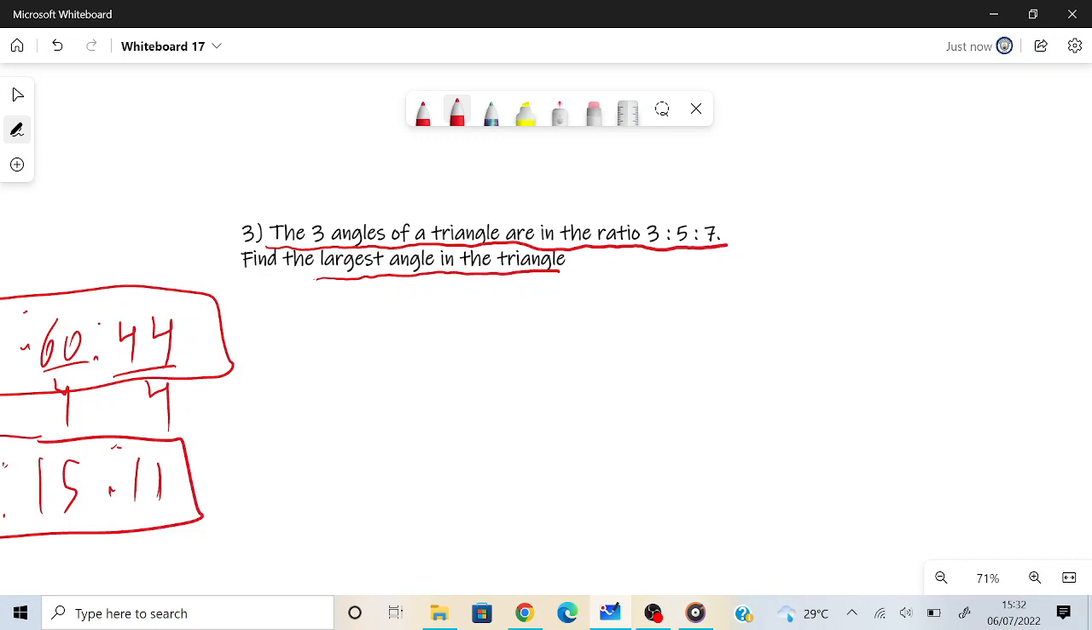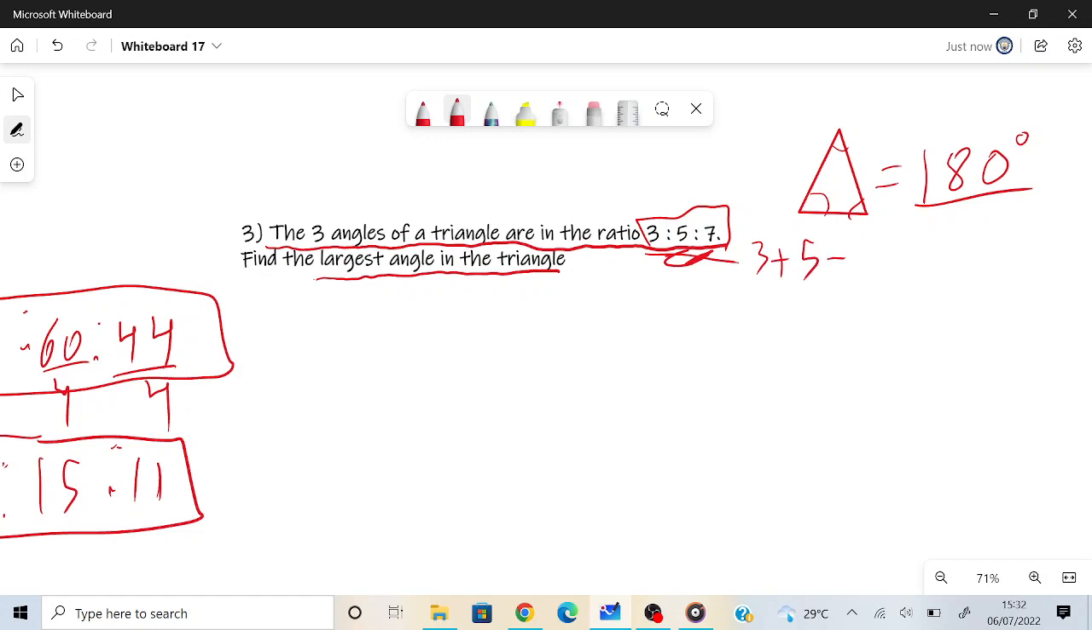Now, from knowledge, we know that all the angles in a triangle, so this, and this, all of them, if you add them all together, should give you 180 degrees. We know that. And whenever you have these type of questions where you're given a ratio and you know that all of them add up to a particular value, the best thing to do is to add up all the ratios first. So we have 3 plus 5 plus 7, and 3 plus 5 plus 7, if I'm not wrong, is 15.